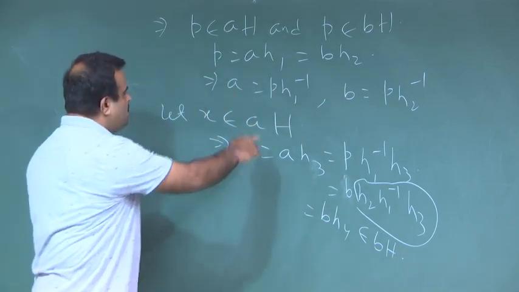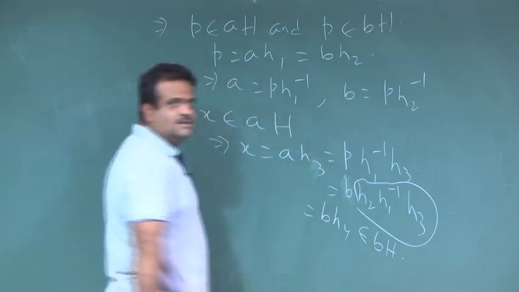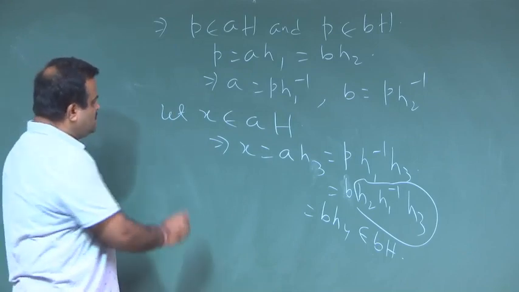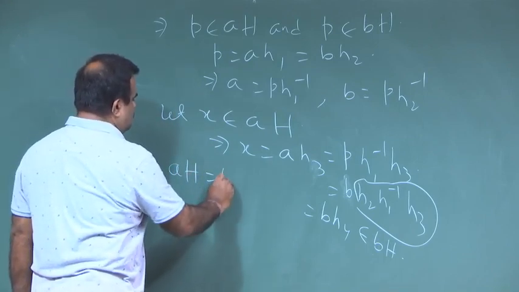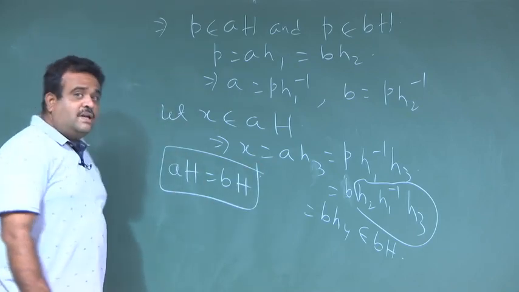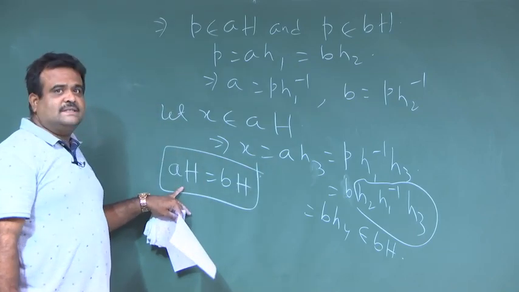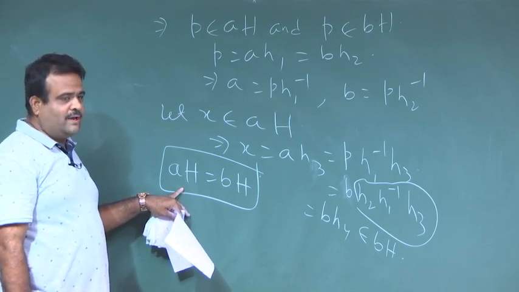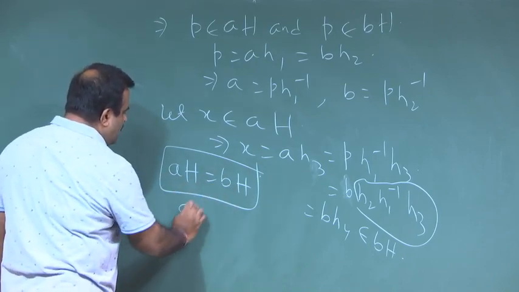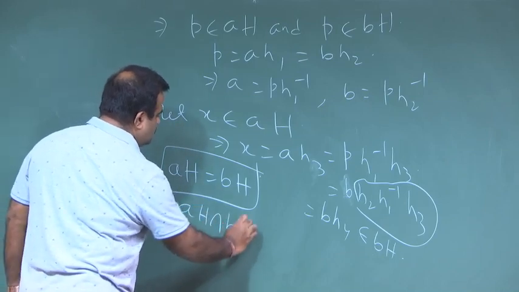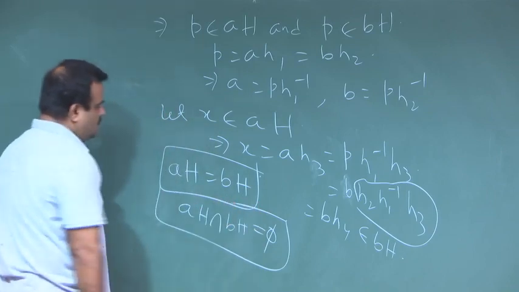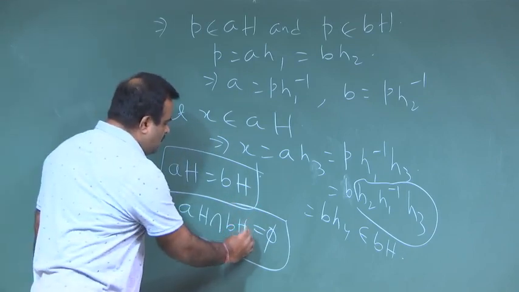So, this means this belongs to BH. So, if you take an element from AH, we can see this is an element in BH, and the reverse also we can show. So, this means AH equal to BH. So, if they are not disjoint, then they have to be the same. Okay. So, that is the proof. So, that means either they are the same or they are disjoint. So, either one of these is true.